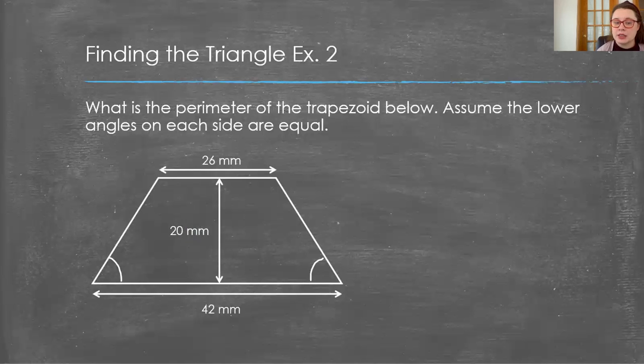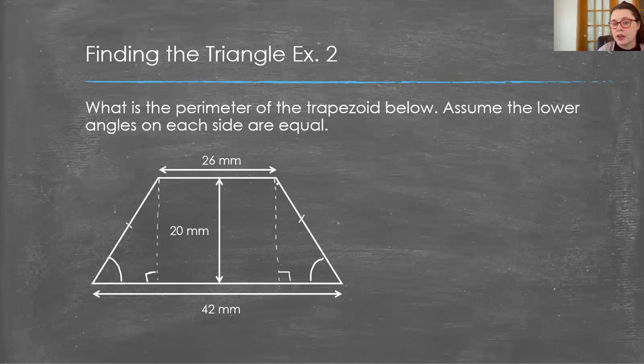It says assume the lower angles on each side are equal. So what that does is when we say these two corners are equal, that means that this side and this side are the same length and that it's symmetrical. So it makes it so we can divide. First of all, we need to find the triangles. Well, this one I think is fairly obvious. If we break it out straight down the edge, we get two triangles that are identical because they share angles that are right triangles.